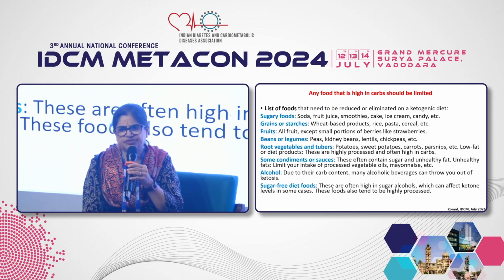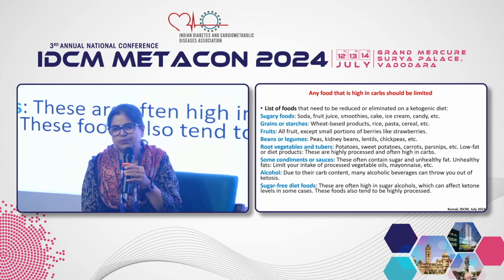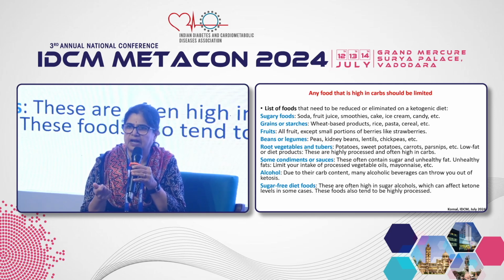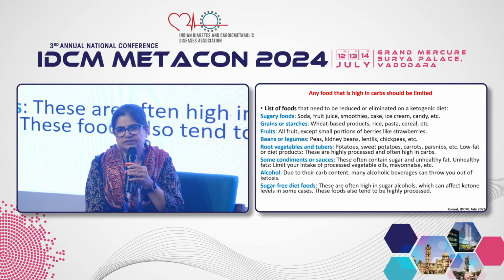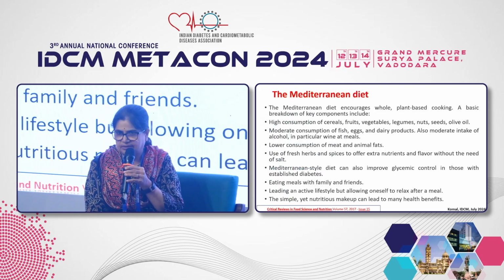In these diets, essentially, the foods prohibited are sugary foods, grains or starches, and fruits. Beans or legumes need to be excluded. Some of the beans and legumes, especially peas, are relatively higher in carbs than protein. Root vegetables are totally omitted. Condiments and spices, which are generally rich in carbs and sugars, and alcohol are again not allowed. Sugar-free diet foods are allowed.